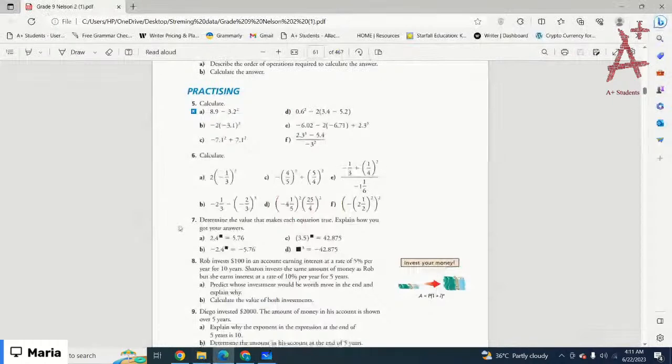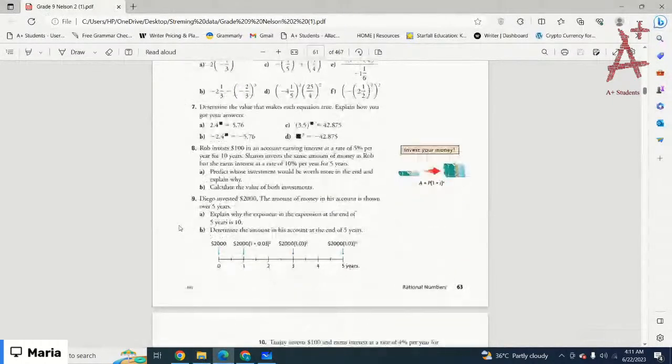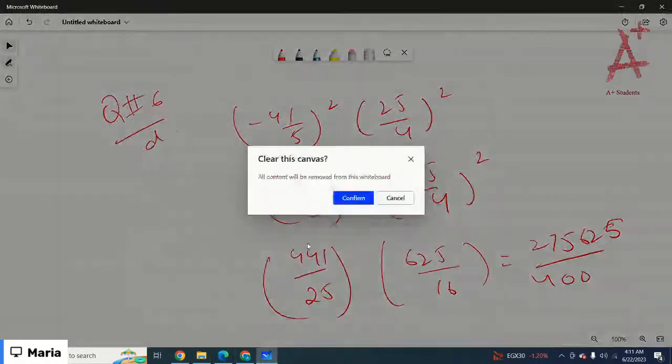Okay, let's just start with question number 7. Determine the value that makes each equation true. Explain how you get the answer. So let's just start with question number 7 A, that is 2.4 to the missing exponent equals 5.76.